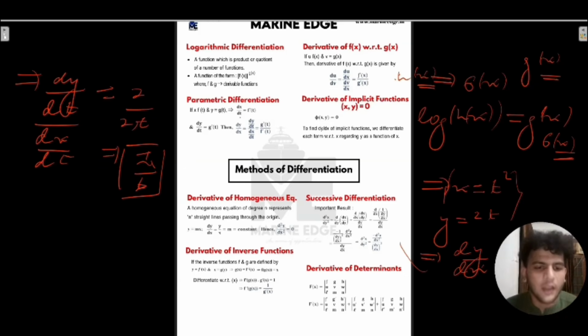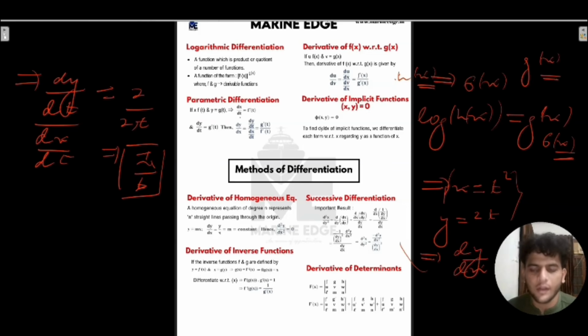Now, a homogeneous function of degree n represents n straight lines passing through the origin. Yes, if y is equal to mx, then dy by dx is equal to y by x is equal to m, which is a constant. Hence d square y upon dx square is equal to 0. The derivative of an inverse function, I think you have studied this: if y is equal to fx and x is equal to gy, then gx can be represented as the inverse of fx, and f of gx is equal to x.